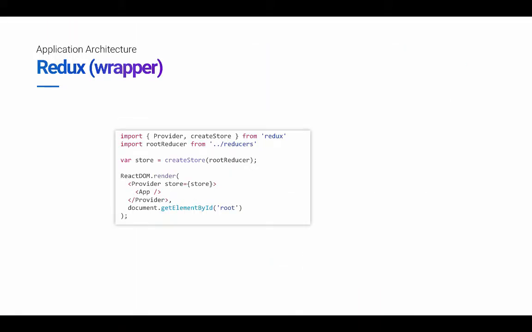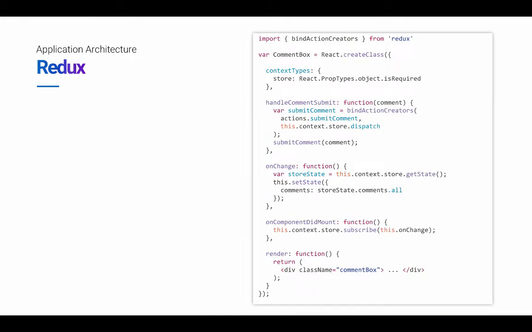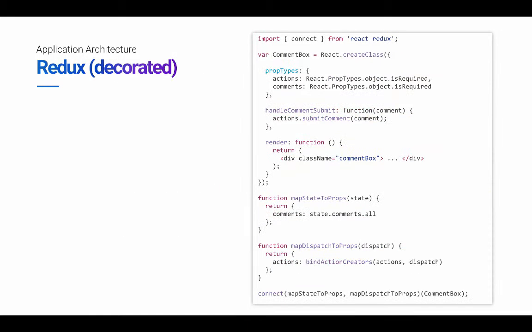So now if we go back to our React tutorial, we'll know that we should create reducers to build our application state. We should create a store from those reducers, and we need to wrap our application in Provider in order to give our components access to the store. Then if we dive back into our component, we'll learn that we should access the store through context, subscribe to the Redux store to learn about state changes, extract the data we want from the store's state, and bind our actions to the store's dispatch method before we call them.